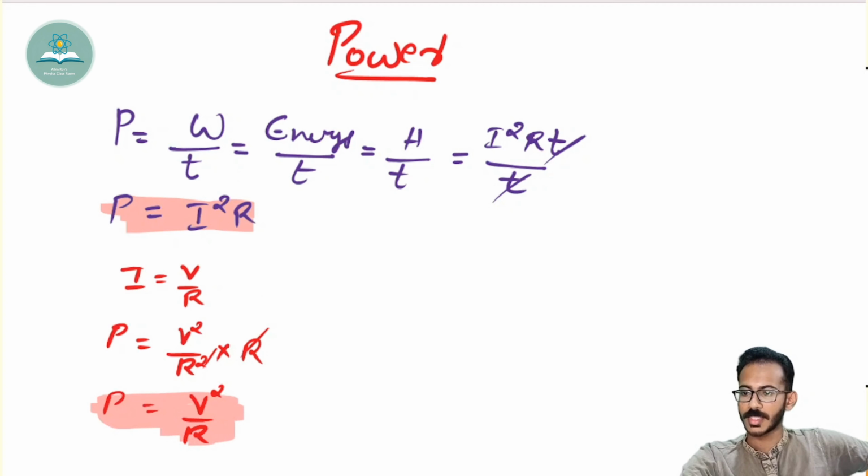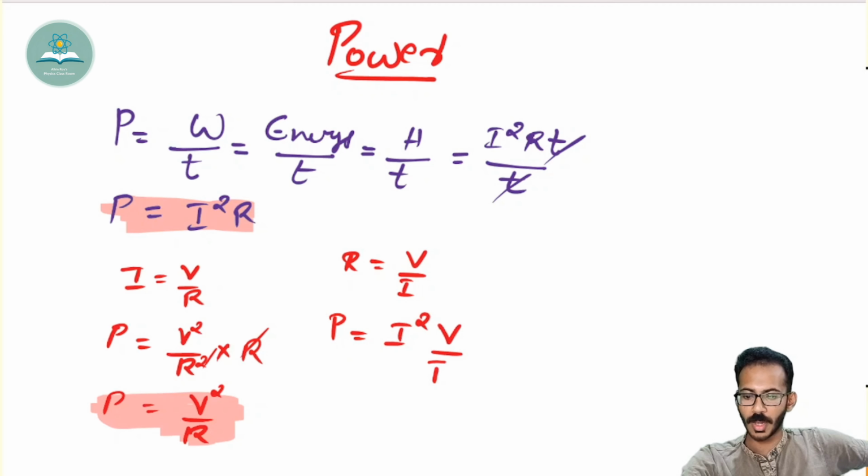Now, as I did just now, instead of R, from Ohm's law, R is equal to V by I. I'll equate R here. So power becomes, power is equal to I square into V by I. I and I will get cancelled here. So power is equal to V into I. So here I got the third equation for power, that is power is equal to V into I.